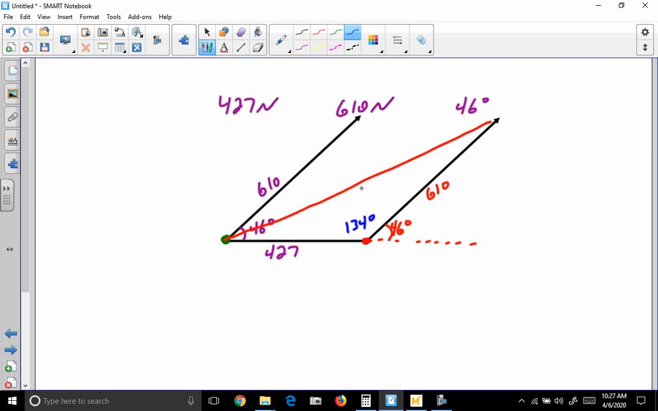So if we want to get the magnitude of the resultant, we can use the law of cosines because we have an angle between two sides. So r squared equals 427 squared plus 610 squared minus twice their product times cosine of the angle between them. Now we just have to do this arithmetic and we can find out what r is.